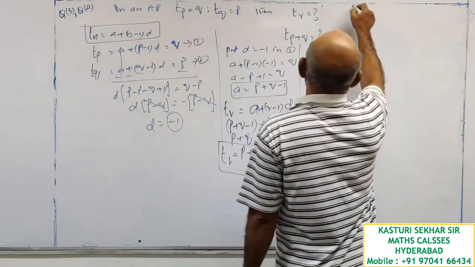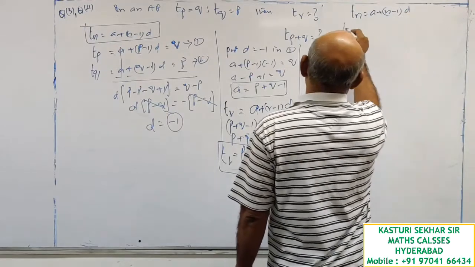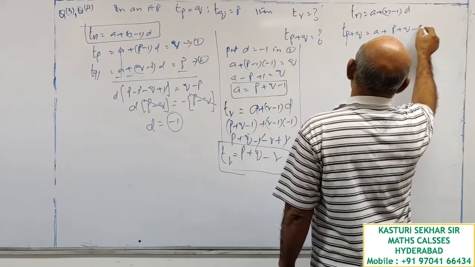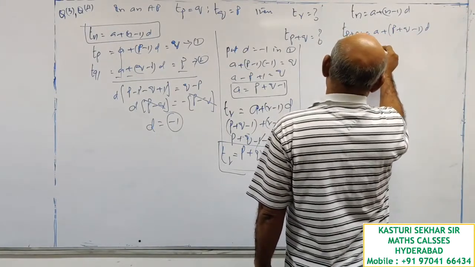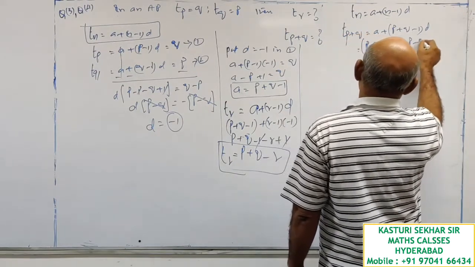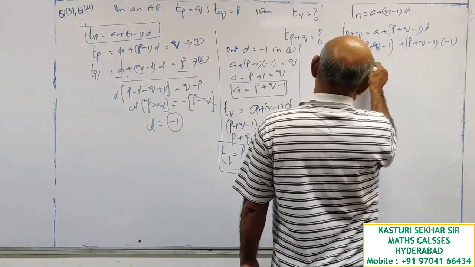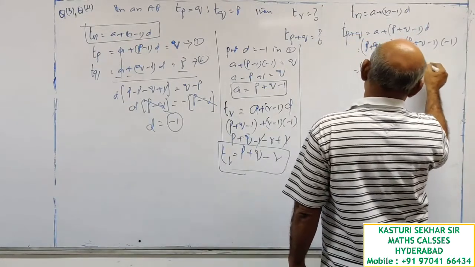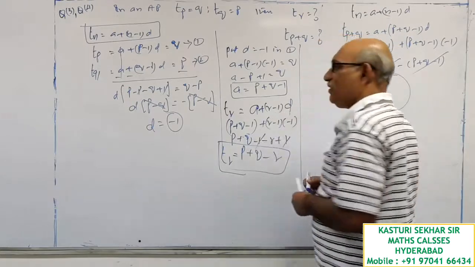Now Tn is equal to a plus (n minus 1) into d. T of (p plus q) is equal to a plus (p plus q minus 1) into d. A is equal to p plus q minus 1 plus (p plus q minus 1) into common difference, which is minus 1. P plus q minus 1 minus (p plus q minus 1) cancel, leaving with 0.